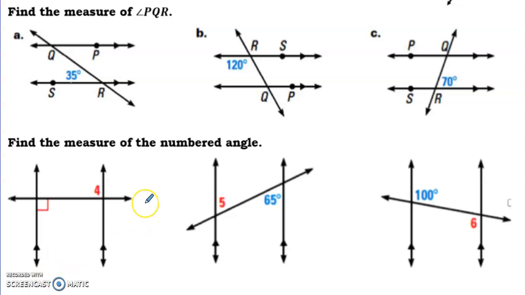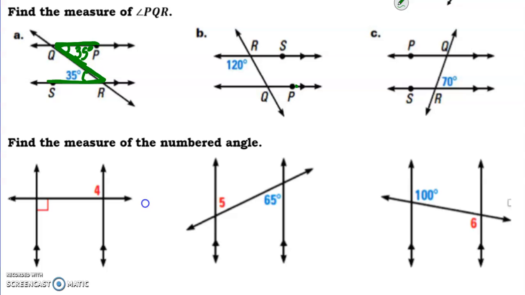So for example, find the measure of angle PQR. So PQR is here. Well, it's an alternate interior angle with the 35 degree angle, so the measure of angle PQR is also 35 degrees. And for alternate interior angles, you can always draw this Z-like, right? This is kind of like a backward Z in this example, but you can always draw the Z-like figure to help you find those two alternate interior angles.